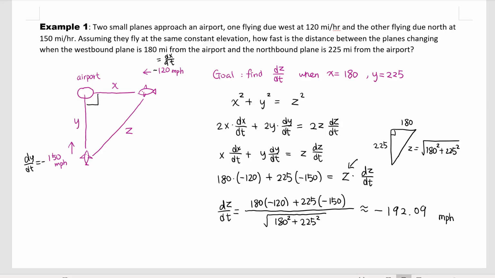You see the answer is negative, so it means the distance is decreasing, right? If the rate of change is negative, the distance between the planes is decreasing, and that makes sense, right? Okay, so that is example 1. So make sure you understand each step. If you don't, it's okay. Print screen and then ask me. Okay, I'm very happy to explain to you.